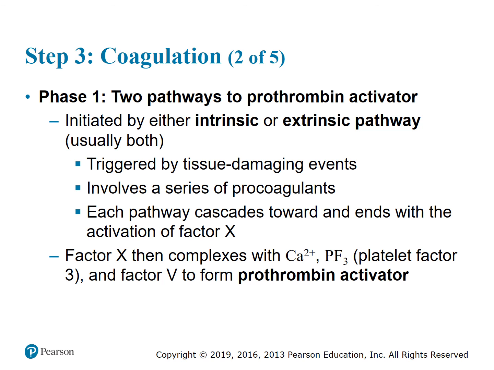Phase 1 of coagulation involves 2 pathways to prothrombin activator. It's initiated by either the intrinsic or extrinsic pathway, usually both. It's triggered by the tissue damaging effects, involves a series of procoagulants, and each pathway cascades toward and ends with the activation of factor X. Factor X then complexes with calcium, PF3, which is platelet factor 3, and factor 5 to form prothrombin activator.